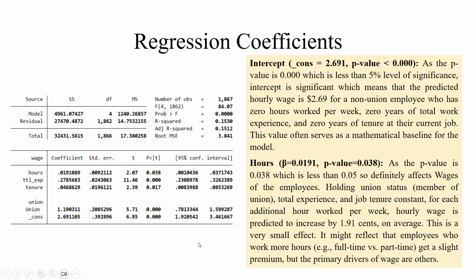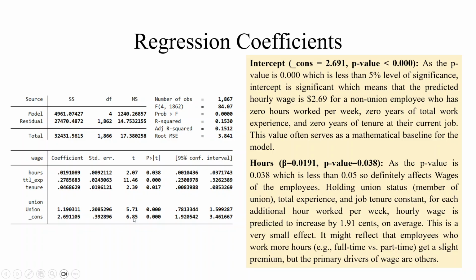Now we will do the interpretation of the regression coefficients. We start with the intercept. Its value is 2.691, p-value less than 0.001. Its p-value is less than 0.05. Okay, so as the p-value is 0.00, which is less than the 5% level of significance, the intercept is significant, which means that the predicted hourly wage is 2.69 for a non-union employee.